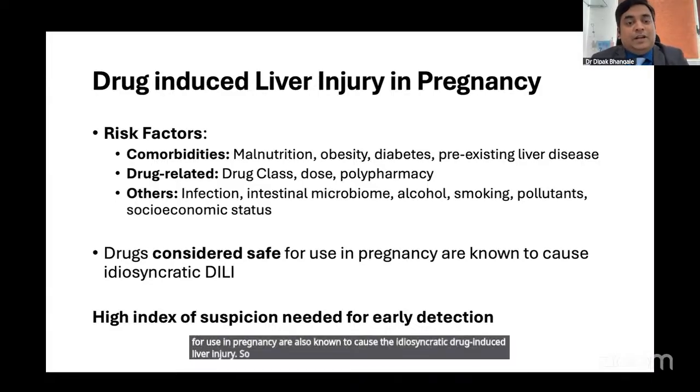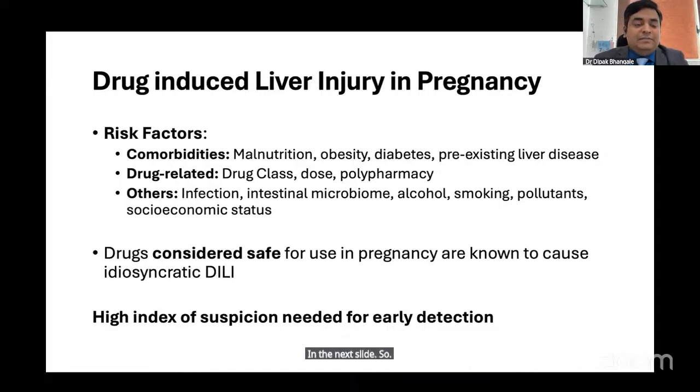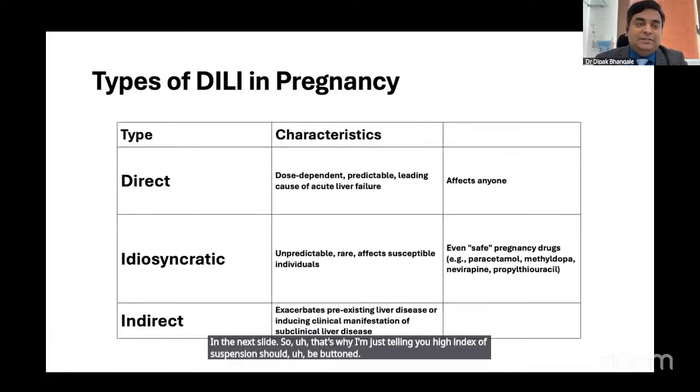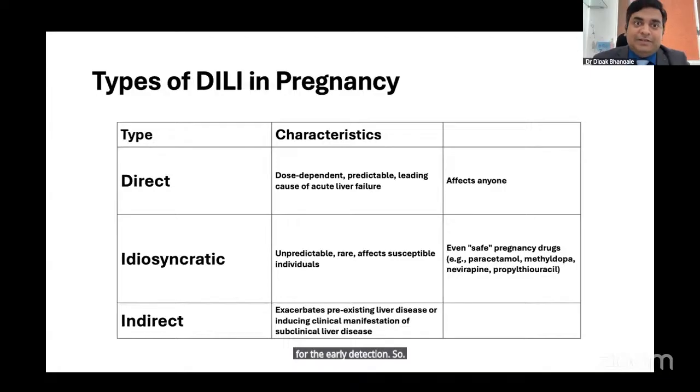So what is the idiosyncratic drug-induced injury, that we will see in the next slide. That's why I'm telling you a high index of suspicion should be maintained for early detection. So, types of drug-induced liver injury in pregnancy. There are three types. First is direct.